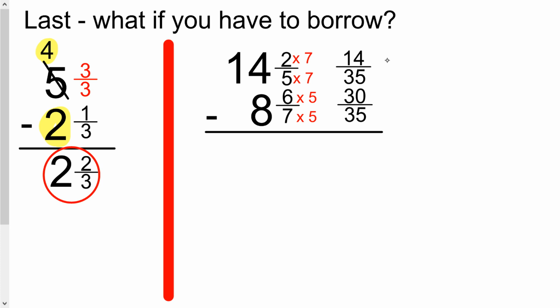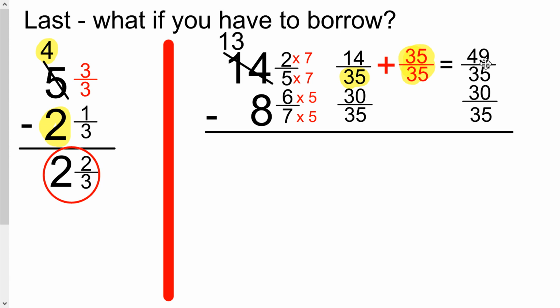Slight issue here, I can't do 14 minus 30, so we're going to have to borrow from this 14. We'll make it a 13, right? And then the one that we borrowed, we're going to add on to this fraction. But take a look at this denominator right here. It's a 35. So what are we going to do to this? Make it a 35 over 35. That lets us be able to add these two fractions together, and we go, hey, 14 plus 35 is 49 over 35. And we can kick this one way out here, and we can continue our subtraction.